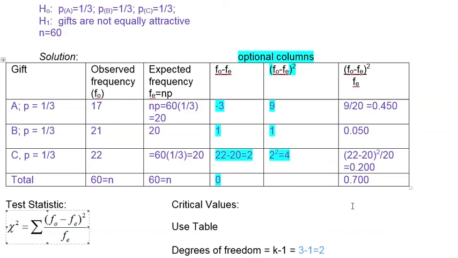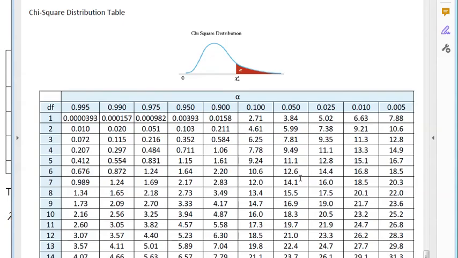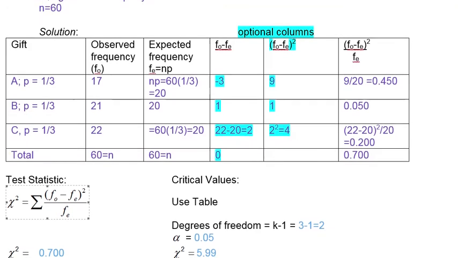So the other thing we need besides our test statistic is our critical value. So we're going to use our table. And we need our degrees of freedom, which is k minus 1. So k, remember, is our number of categories. We have 3 categories. So our degrees of freedom is 2. Alpha was given in the question as 5%. So we go over to that table. And we're looking at the 5% column and 2 degrees of freedom. And we see that works out to 5.99 for our chi-squared value.